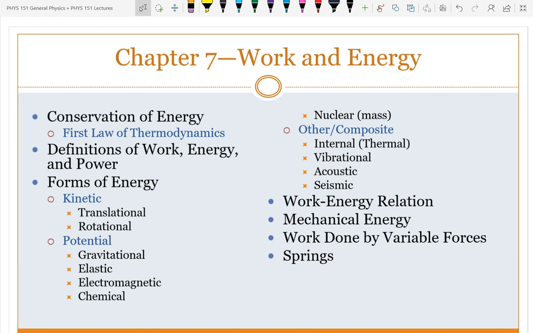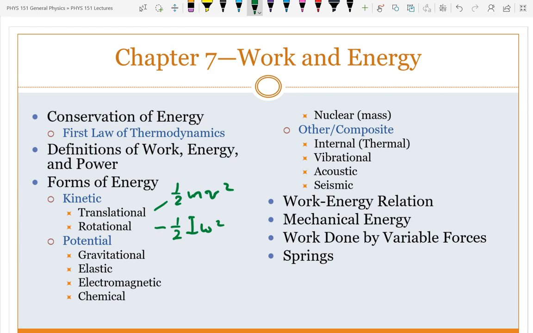Now with energy, with kinetic energy, we broke it up into two pieces. Translational, that is traveling in a straight line, 1/2 mv squared. And rotational, going in a circle, 1/2 I omega squared. New symbol I. What is I?